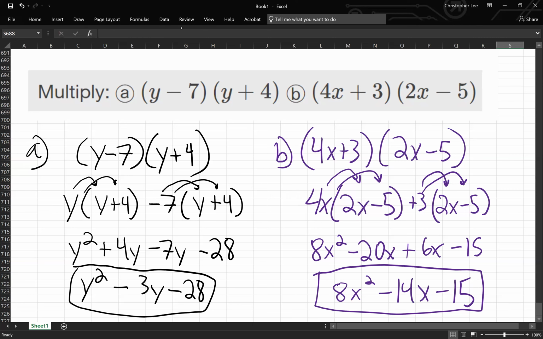Questions on this method? Anybody? This is a distributive method that works for all polynomials. If it was me, I would learn this method and walk into the test and be able to answer all the questions.